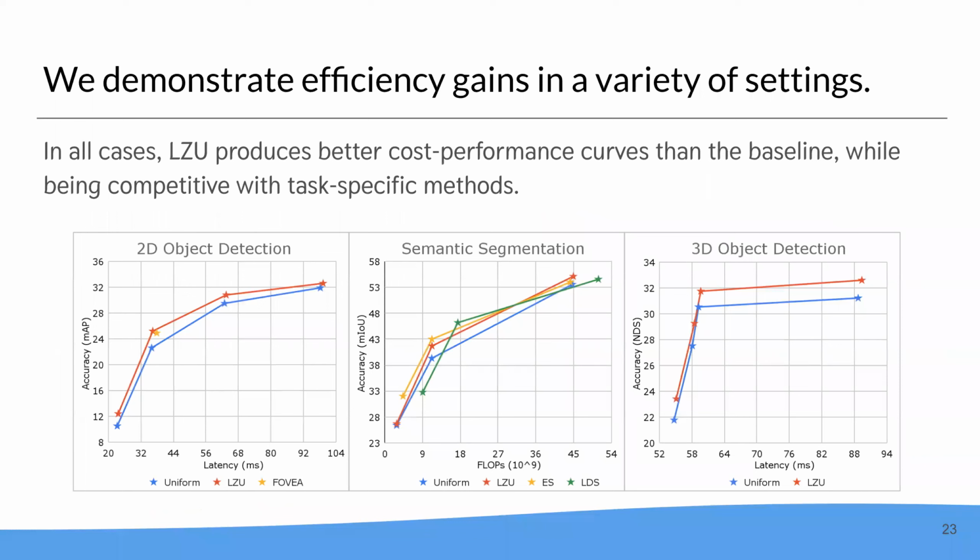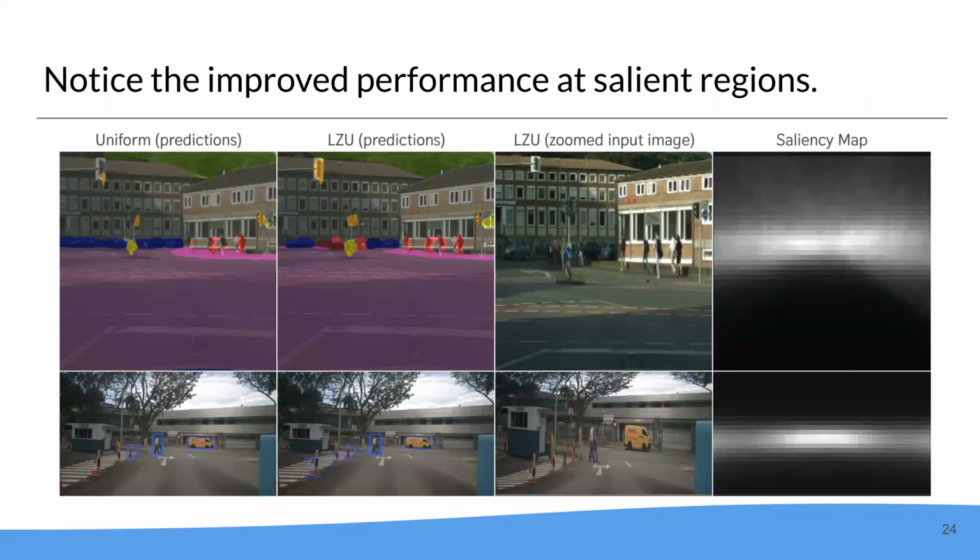Taking a closer look at our cost-performance curves, we find that LZU improves the accuracy-latency trade-off over the uniform downsampling baseline in all cases, while being competitive with more specialized task-specific methods. Visually, LZU improves performance at the regions of high saliency. It's also interesting to note how the zoomed input images are perceptually clearer even to the human eye.